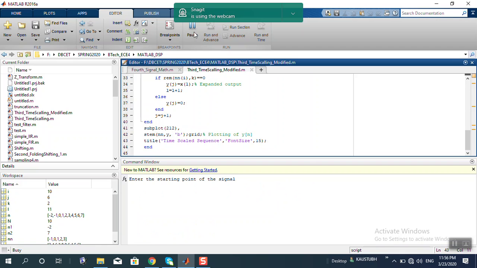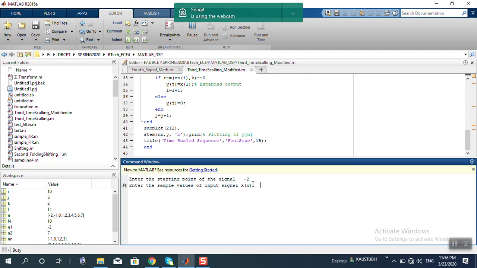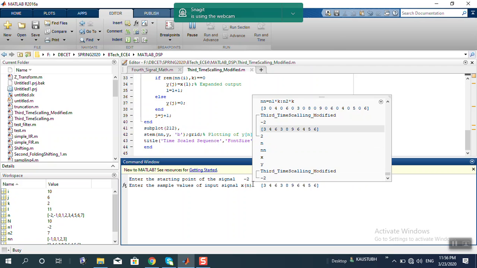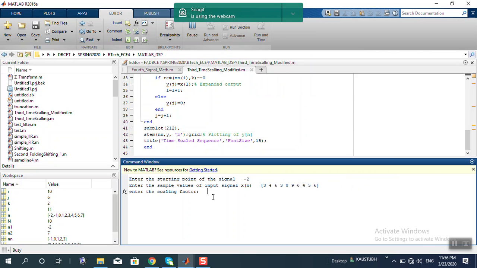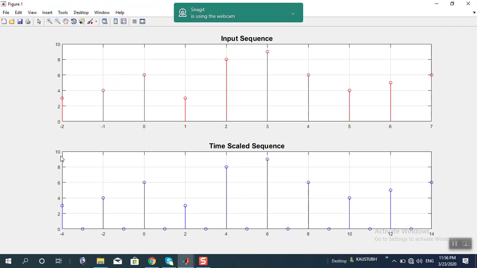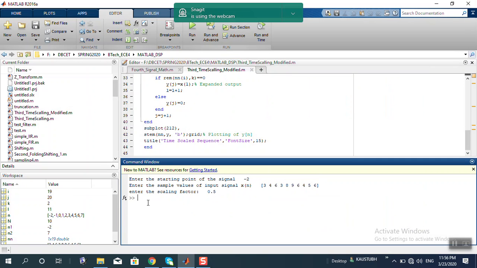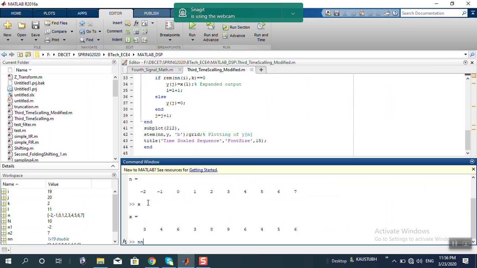Now the same program I am running again, minus 2 with the same values. Then now I am putting 0.5 as an expansion. So as you can see here, in between two successive samples, a 0 gets interpolated. And the results you can see here. This is the original x, and now the time scale is doubled, and y. So in between, a 0 gets interpolated. That's all.